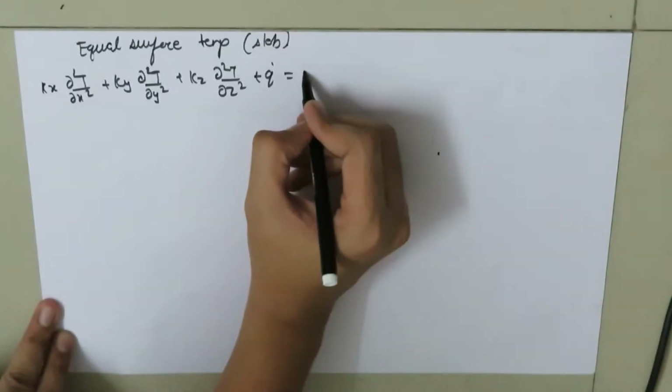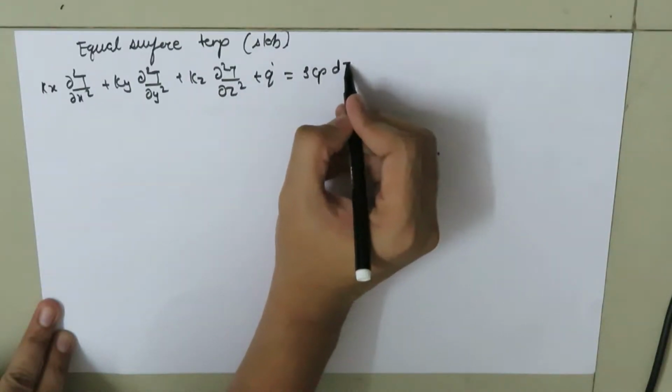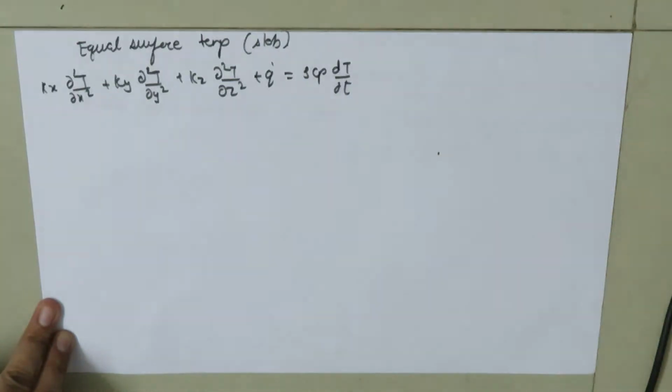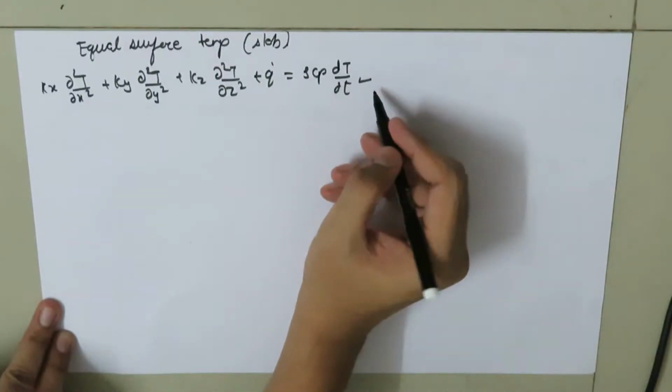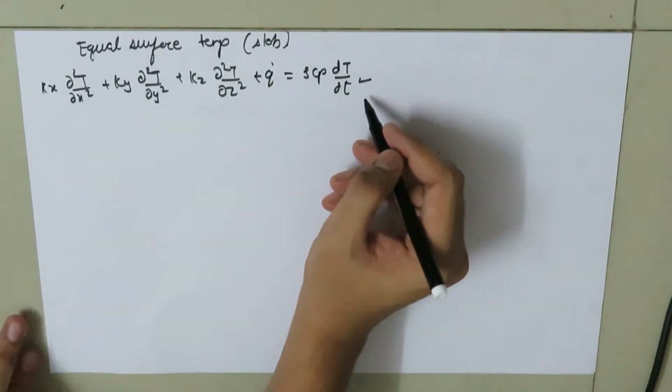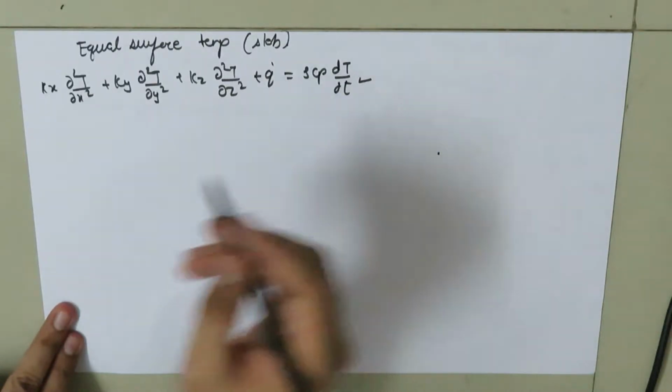So we know the general heat conduction equation in the Cartesian coordinate system is kx times ∂²T/∂x² plus ky times ∂²T/∂y² plus kz times ∂²T/∂z² plus q dot is equal to rho Cp times the change in temperature with respect to the change in time. If you don't know this equation, then watch my previous video where I have derived the general heat conduction equation in the Cartesian coordinate system.